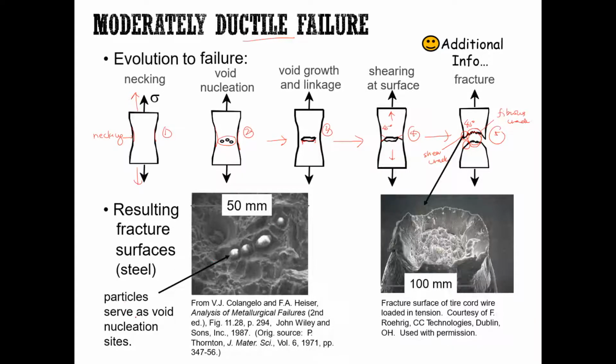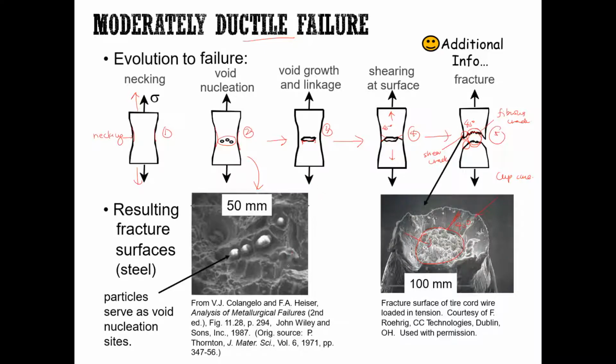We can see the particles serve as void nucleation sites, if you look at stage 2. And this is the final stage, where we have a cup-cone specimen, whereby this is 45 degrees. We call it the shear crack, and this region we call the fibrous crack. So this is ductile failure.